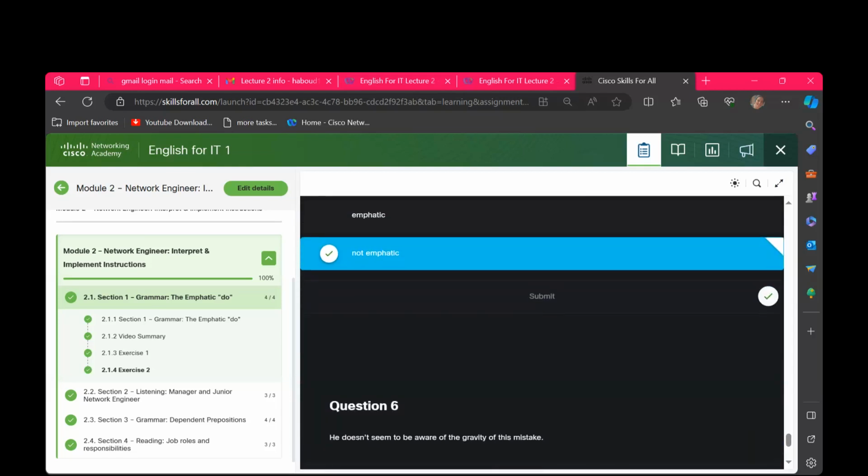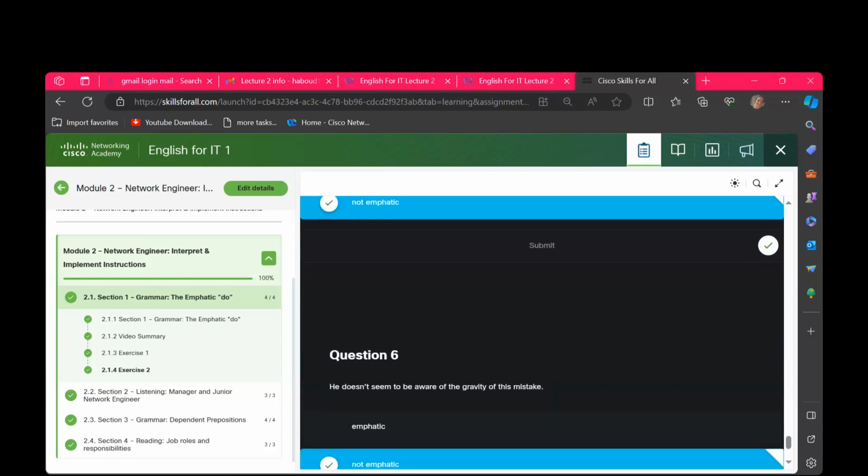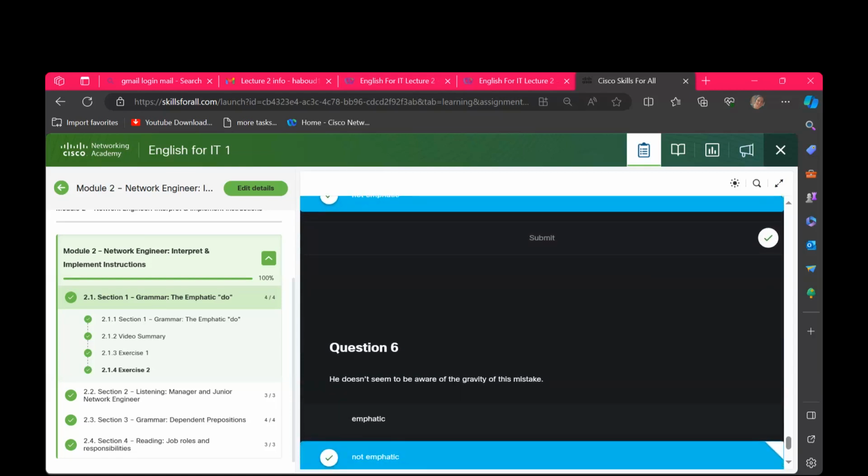Question number six. He doesn't seem to be aware of the gravity of this mistake. He doesn't seem to be aware of. What do you think? Again, it's not emphatic, because it's doesn't, a negative.